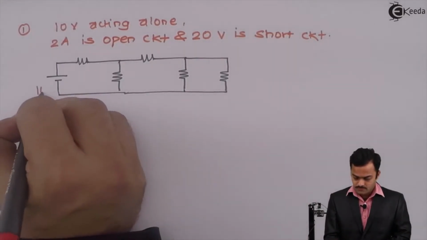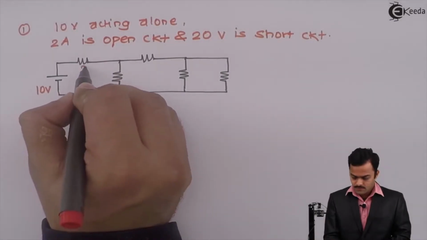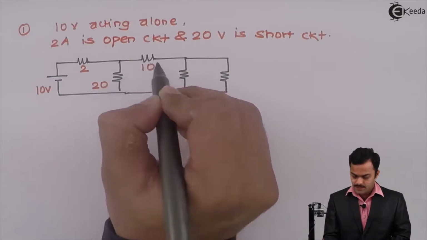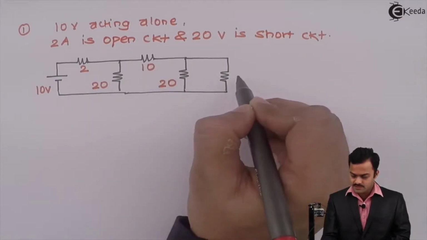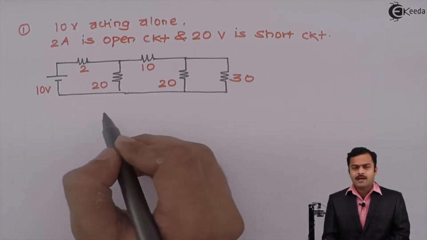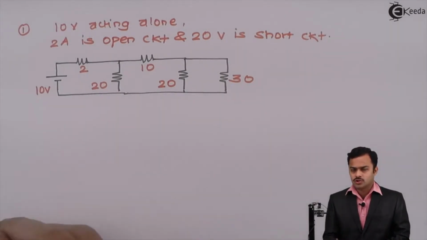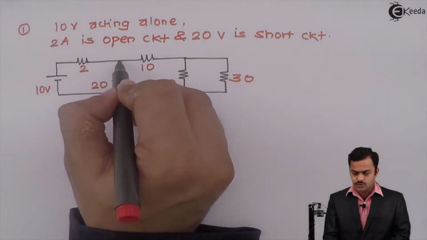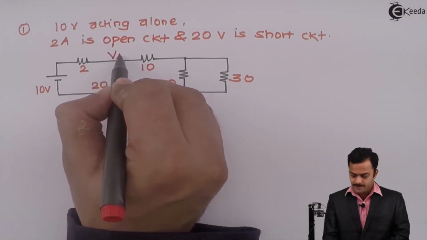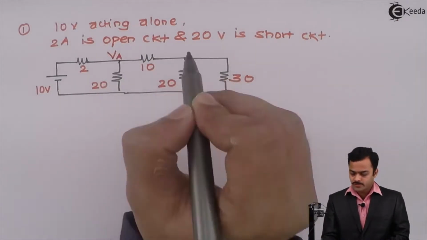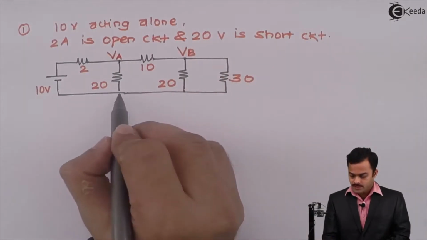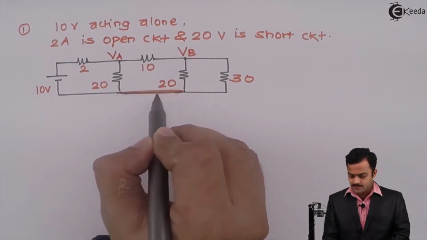This is 10 volt, 2 ohm, 20, 10, one more 20 ohm resistance and 30 ohm. I will apply nodal analysis in order to solve the problem. So let's consider this as a node having 3 branches connected together with a potential VA. This will also be a node having 3 branches, potential VB, and this entire thing is a reference.